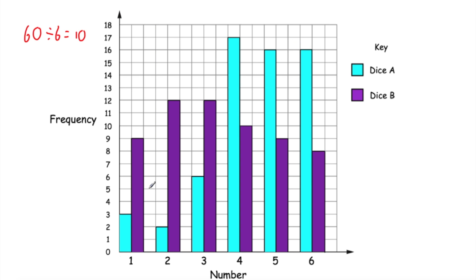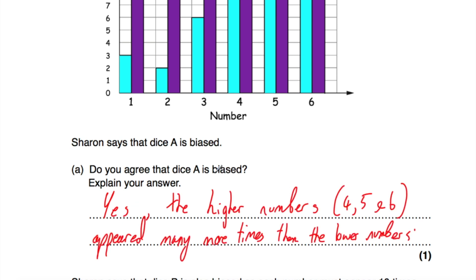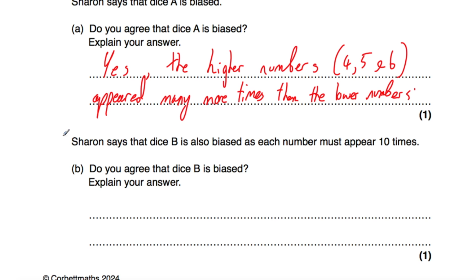But you wouldn't expect this. If we have a look at dice A, it lands on a 1 3 times, a 2 2 times, and a 3 6 times. They're all very low. And it lands on the larger numbers 4, 5, and 6, 17 times, 16 times, and 16 times. Something just doesn't look right with that. Obviously, it could potentially happen, but it doesn't look right. It actually looks like it's biased towards the higher numbers than the lower numbers. So let's say that we think that dice A is biased. So Sharon said that dice A is biased. Do we agree? I actually do agree, so I'm going to write yes. I've said, yes, I do think that dice A is biased. And I said, yes, the higher numbers, 4, 5, and 6, appear many more times than the lower numbers, 1, 2, and 3.